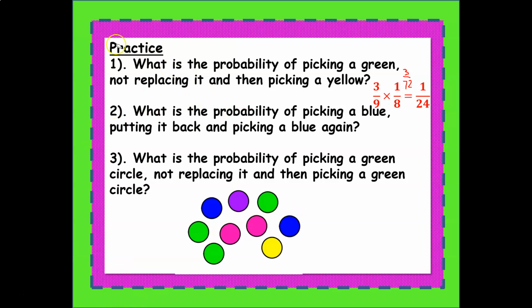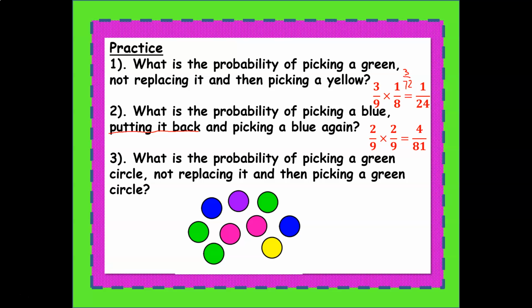Now let's look at number 2. What is the probability of picking a blue, putting it back, and picking a blue again? So this one is independent because we're putting it back. So the probability of picking a blue is 2/9, and it's going to be the same for the second one because we put that first blue back in the bag. So it's 2/9 times 2/9, which is 4/81.